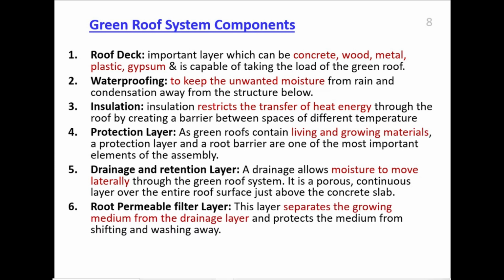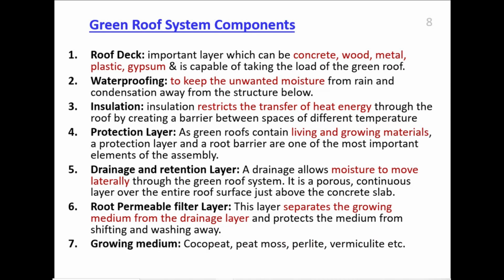We need to avoid all those things. And the permeable filter layer separates the growing medium from the drainage layer and protects the medium from shifting and washing away. That is actually required. And last, growing medium: we can use coco peat, peat moss, perlite, vermiculite, etc., whatever I told in the class, and some I told how we can prepare also. And the last one is the vegetative layer: various herbs, shrubs, small trees, even climbers. Some vegetable plants, some flowering plants. That's up to you, we can decide what you want to grow on your rooftop.